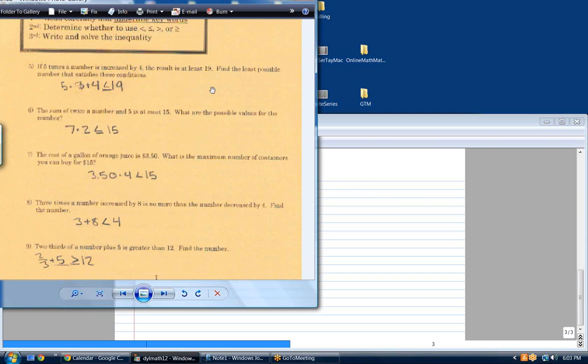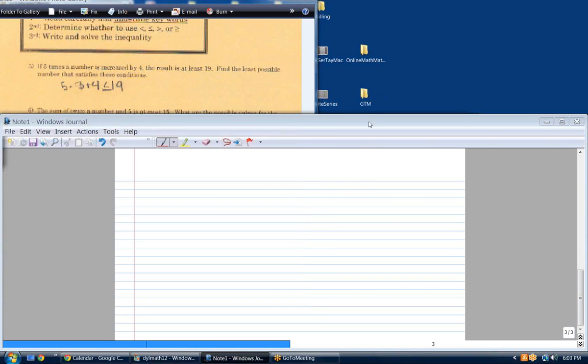Number 5. So let's write out the original equation. 5 times a number is increased by 4. Well, what are we going to let be the number? What variable? X. So if 5 times x is increased by 4, the result is at least 19.